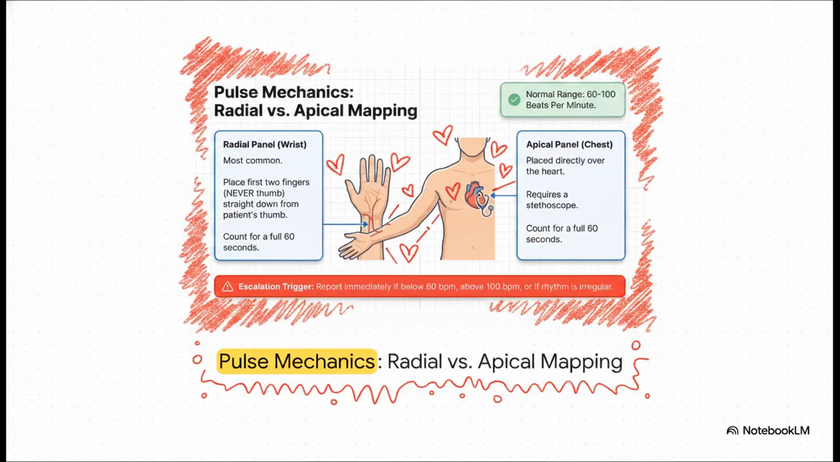When you check the radial pulse on the wrist, place your first 2 fingers straight down from the patient's thumb. Never, ever use your own thumb. Why? Because your thumb actually has its own pulse, and you're just going to end up counting your own heartbeat. Count for a full 60 seconds. Our normal range here is 60 to 100 beats per minute. If it's below 60, above 100, or if the rhythm just feels irregular, that is an immediate escalation trigger.